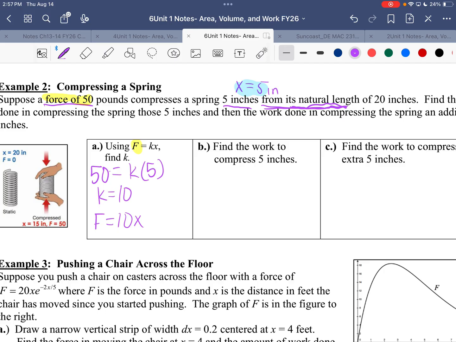Okay, so the work is accumulating all those forces we had to apply in the first 5 inches. So work is equal to the integral of force dx. Because again, that's going to be the force times the displacement at the end. In this case, our force equation was 10x. So we're integrating 10x dx.